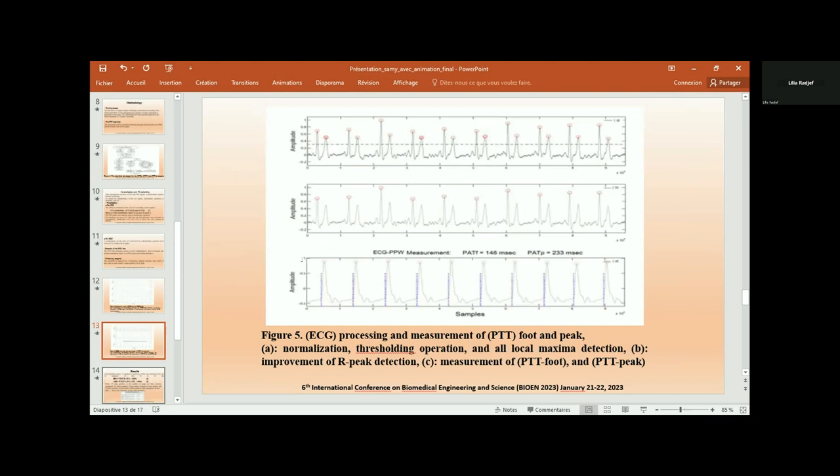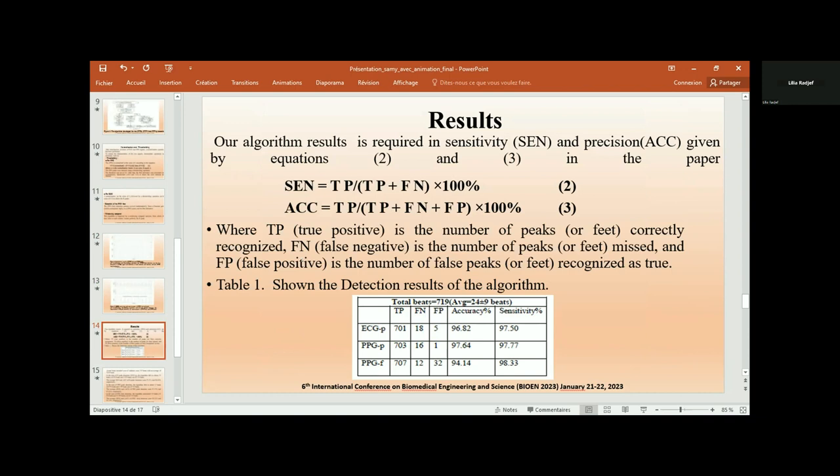Result. Our algorithm result is evaluated in sensitivity and accuracy given by equations 2 and 3 in the paper. Sensitivity is equal to TP divided by TP plus FN, multiplied by 100%. Accuracy is TP divided by TP plus FN plus FP, multiplied by 100%, where TP, true positive, is the number of peaks or feet correctly localized, FN, false negative, is the number of peaks or feet missed, and FP, false positive, is the number of false peaks or feet localized as true. Table 1 shows the detection results of the algorithm.